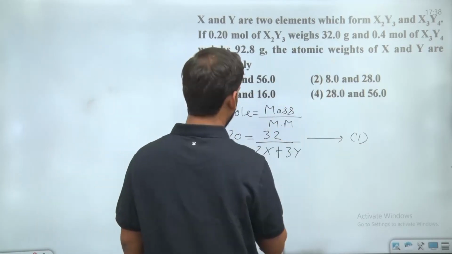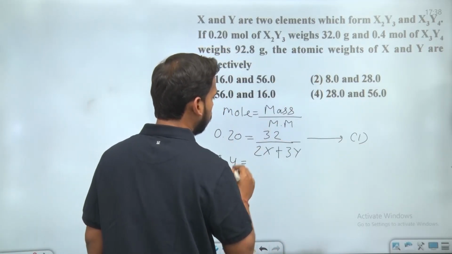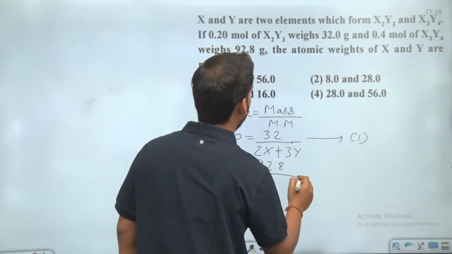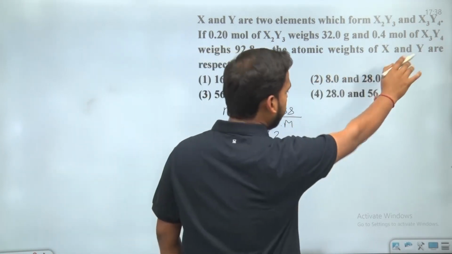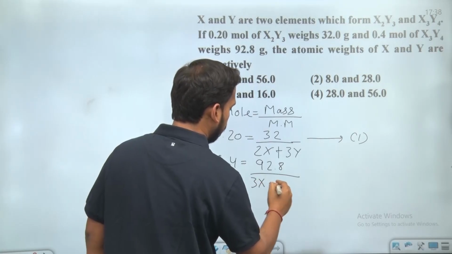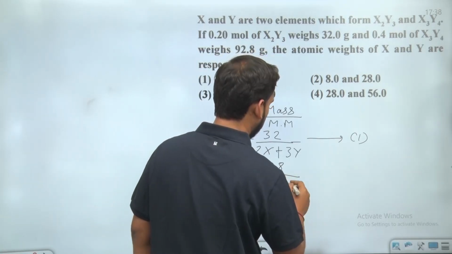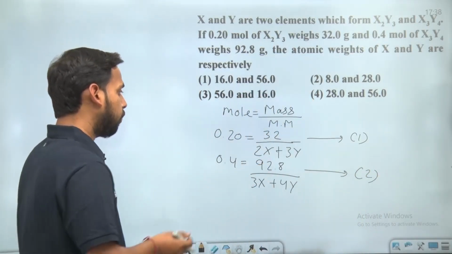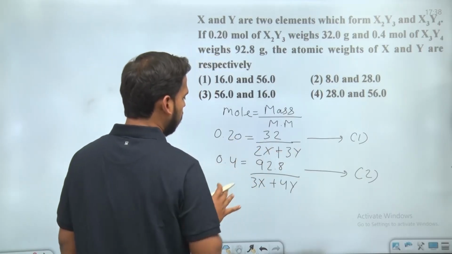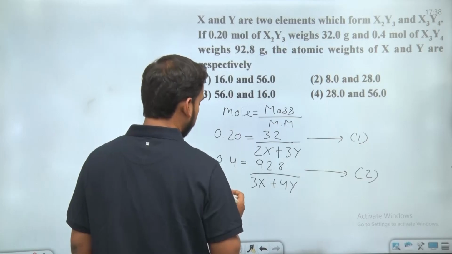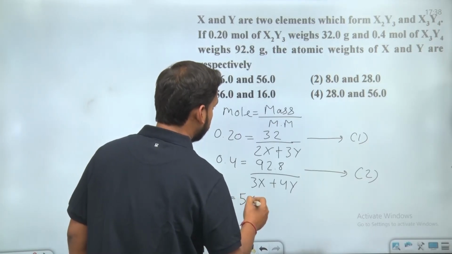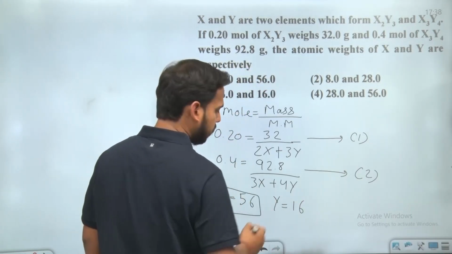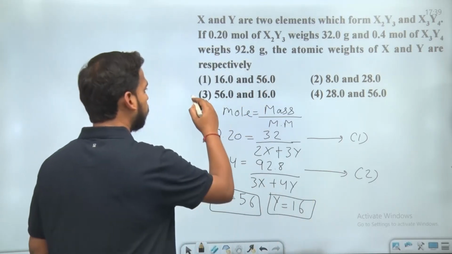Similarly, the second equation will be 0.4 equals 92.8 divided by the molecular mass of X3Y4, which is 3x plus 4y. So this is our second equation. Solving these two equations, we have to calculate the unknown parameters x and y. We get x equals 56 and y equals 16. So our correct option is option 3rd.